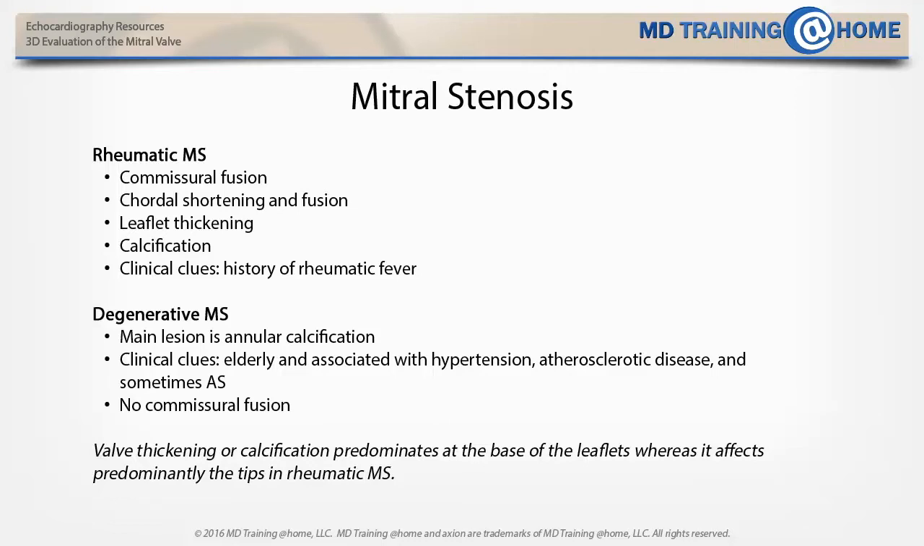There are two common causes of mitral stenosis, rheumatic and degenerative. Rheumatic mitral stenosis is recognized by commissural fusion, chordal shortening and fusion, leaflet thickening, calcification. Clinical clues include history of rheumatic fever. Degenerative mitral stenosis is recognized by annular calcification as a main lesion. Clinical clues include elderly patients, hypertension, atherosclerotic disease, and sometimes aortic stenosis. Commissural fusion is not present.